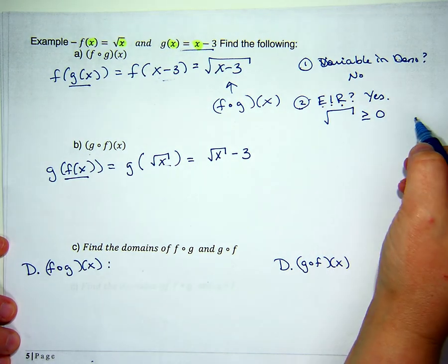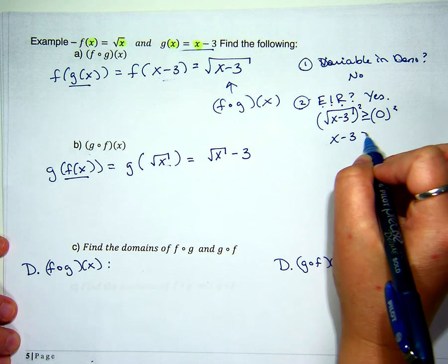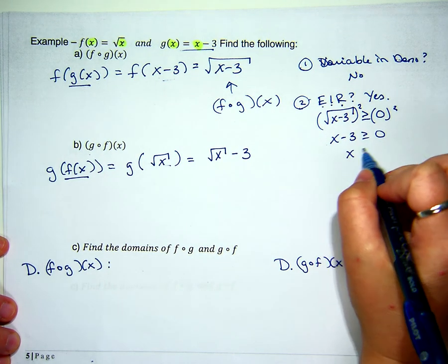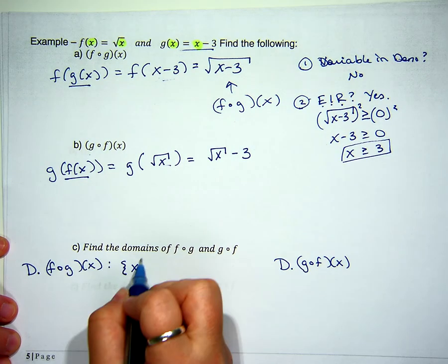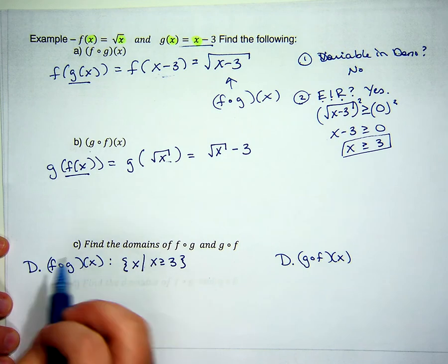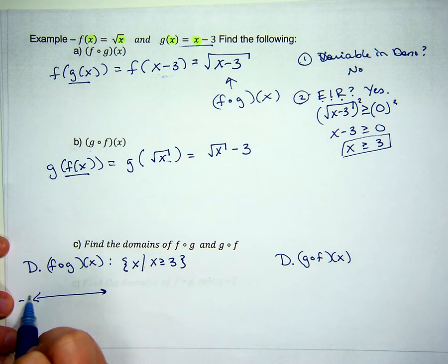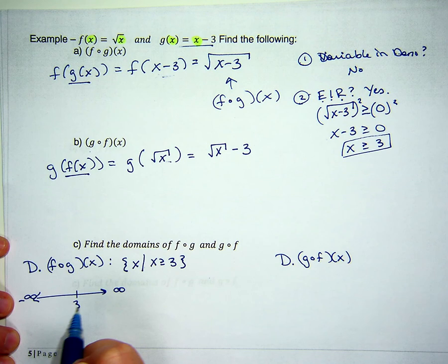So I'm going to take my items just in the root. I'm going to square both sides to get rid of that root. Simplify. Here is my domain. So I can say that it's the set of all x such that x is greater than or equal to 3. In interval notation, I can draw myself a number line. I can put that number on it. Greater than or equal means solid circle. Greater than means shade to the right.